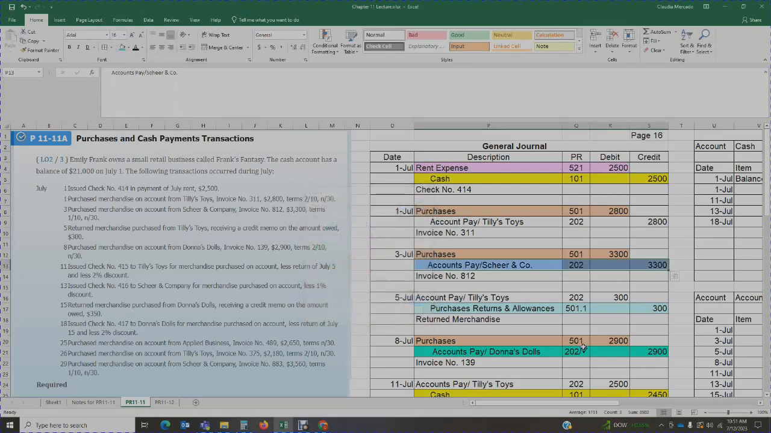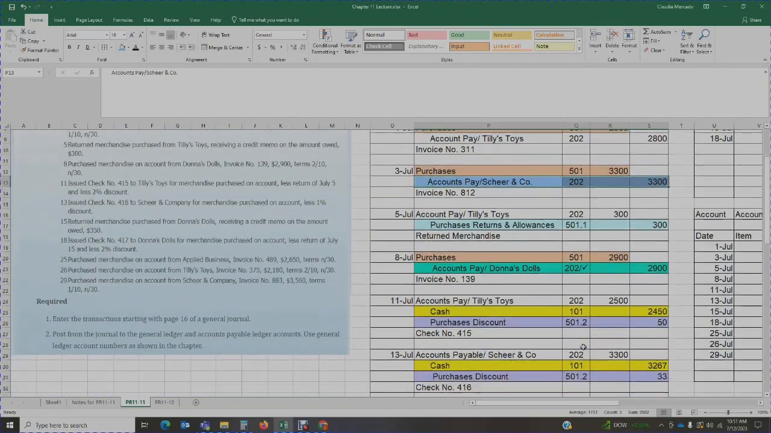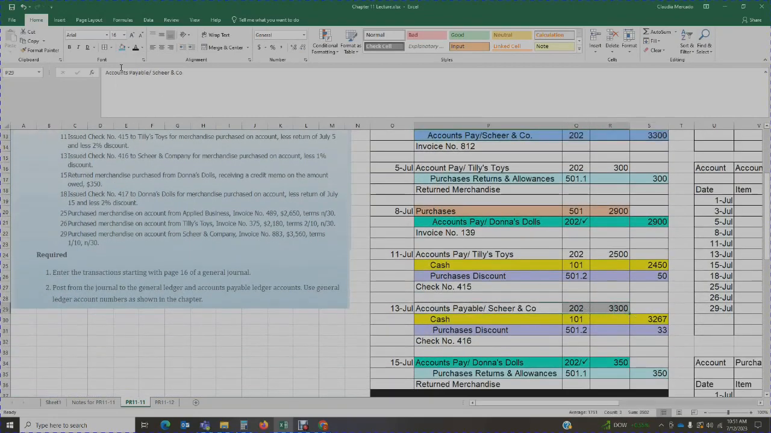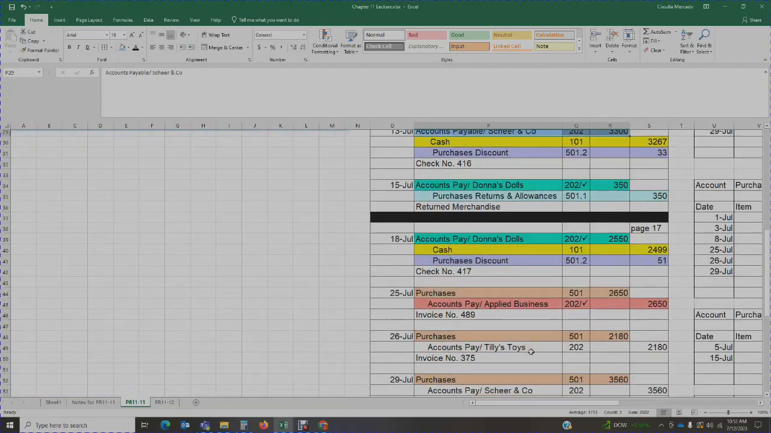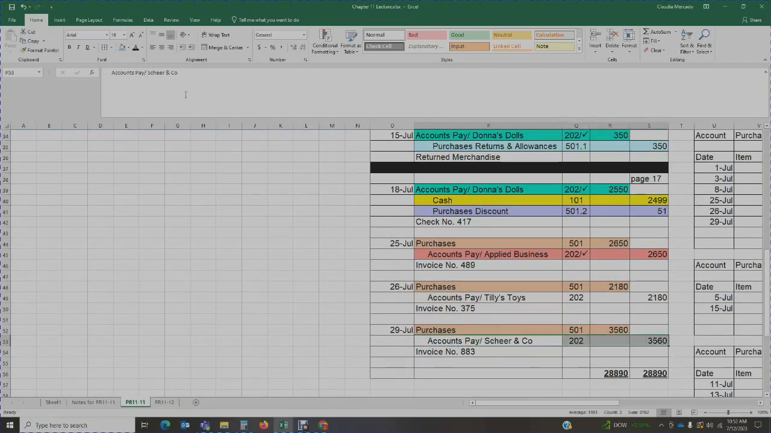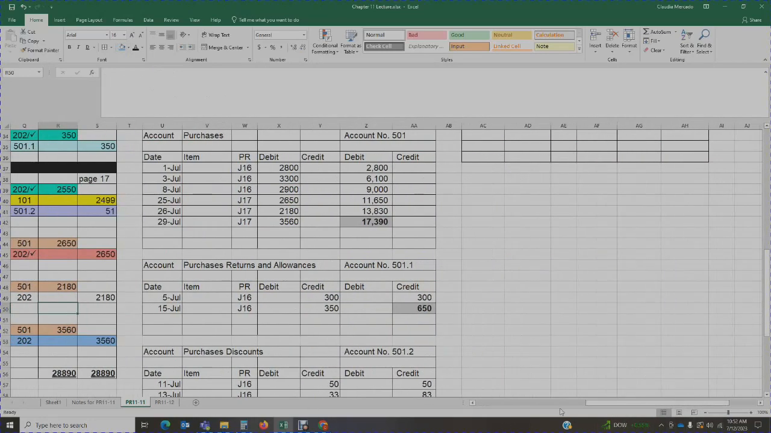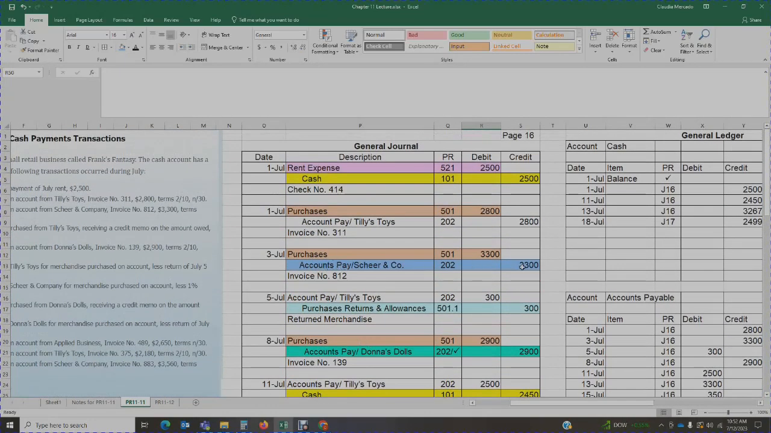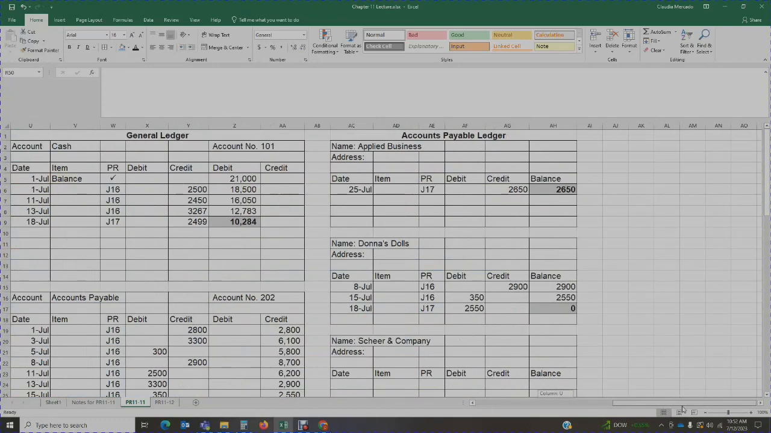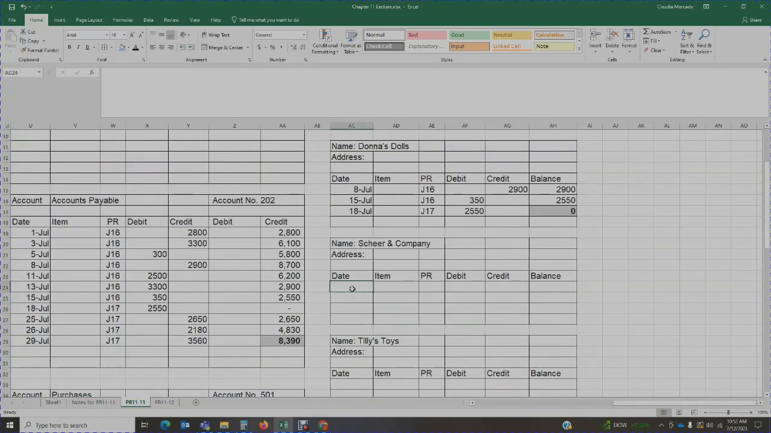Okay, accounts payable, Shearer and Company. Here we have another. And we've got 3. Okay, here we go. So those are our 3 entries to Shearer & Company. Now let's look at the first one. Accounts payable Shearer & Company, we've got $3,300 on July the 3rd. July the 3rd, Journal 16.